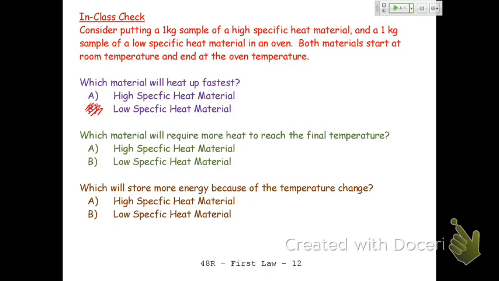You heat up, you cool down, basically you're going to stay about the same temperature. Low specific heat materials are great for changing temperature quickly. Okay. So which material will require more heat to reach its final temperature? Well, the high specific heat material. Which will store more energy because of the temperature change? The high specific heat material. So it's not that high specific heat materials are terrible. They're really useful. They're not useful for every application, though. For other applications, low specific heat materials are great.